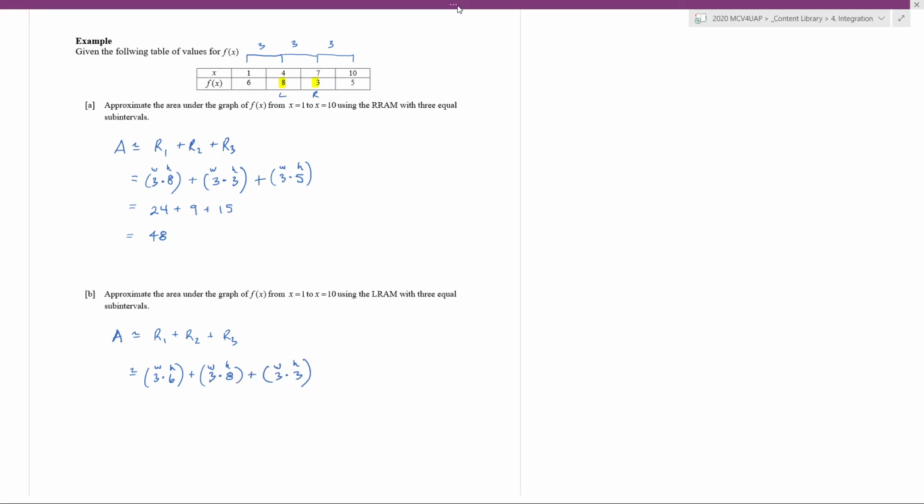Okay, so again, for the third rectangle, I'm using these data points. This would be the left, this would be the right. And so I would choose 3 there for the left. Then I just multiply these out. 18 plus 24 plus 9. What's that, 51?